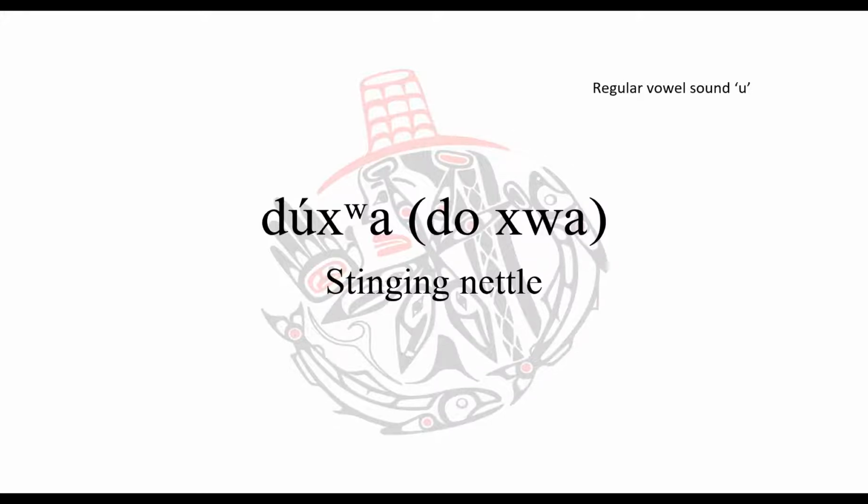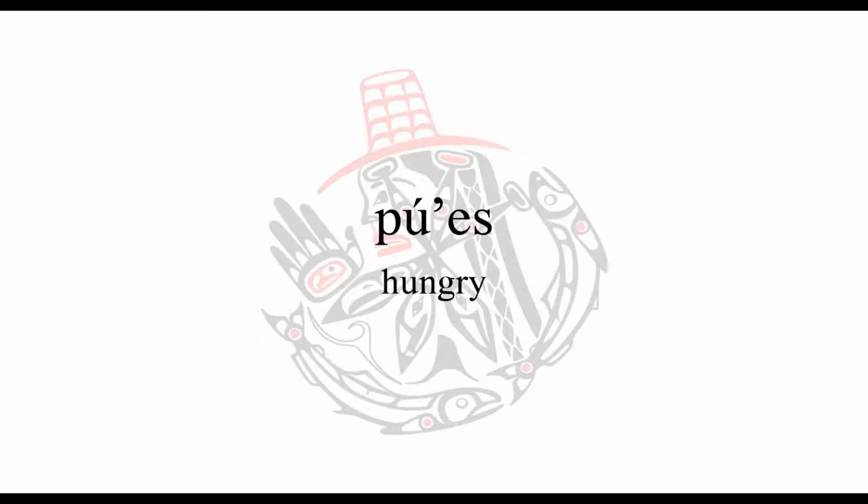This is regular vowel sound U. Duhua. Puas, puas, hungry. There, puas. There's the apostrophe. Basically, means you kind of catch your breath after the first two letters. So puas. Puas nigua, I'm hungry. I was worried about you guys hearing my stomach growl. Puas.